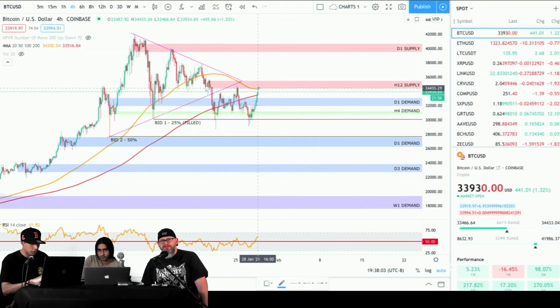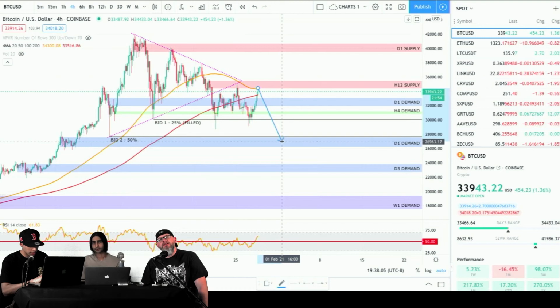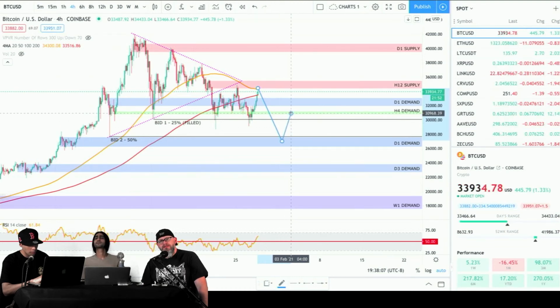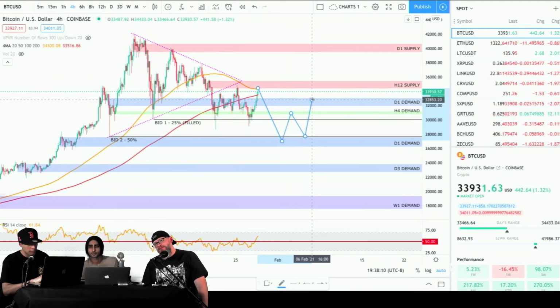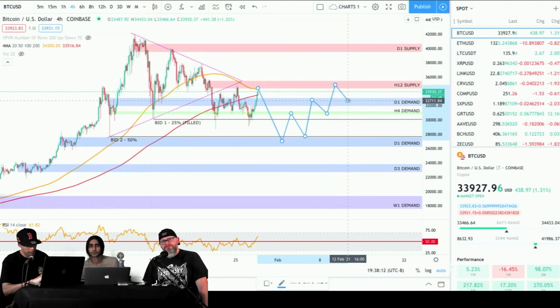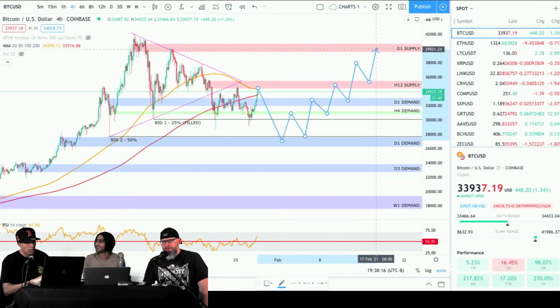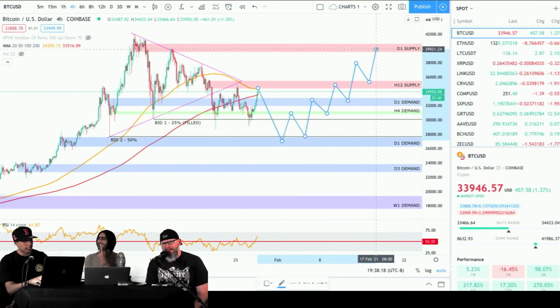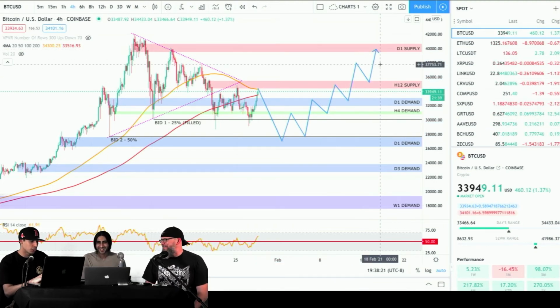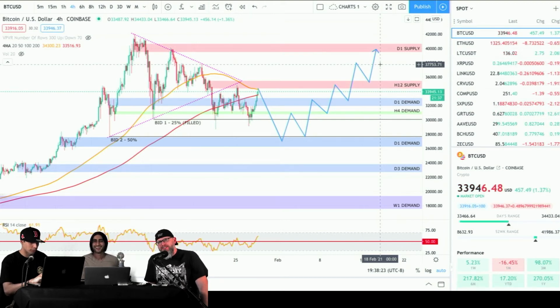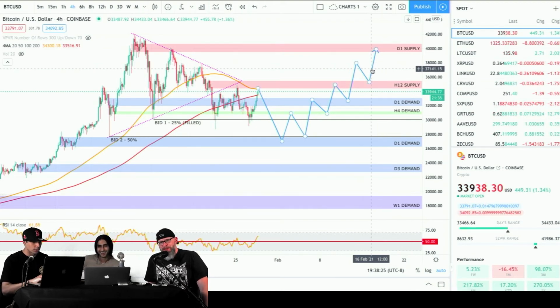Bearish scenario: reject once again off this 12-hour supply, come down to sweep this low before potentially getting into that zone, working our way back up slowly. That still seems bullish, though. That's not bearish. Short-term bearish, I get you, for that little dump.